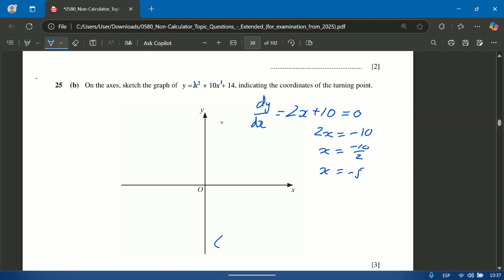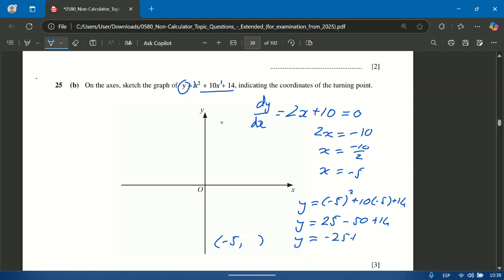Okay, so we have the x coordinate, minus 5. Where do we find the y? All we need to do is put this minus 5 into the equation, and we have the y coordinate. So it's minus 5 squared plus 10 times minus 5 plus 14. Minus 5 times minus 5, two minuses make a plus, it's 25. 10 times minus 5 is minus 50. 25 minus 50 is minus 25, plus 14, minus 11.